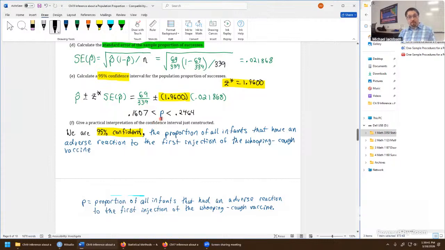We said what P is. Now we just say is between those two bounds. We already called it a proportion, so we'll leave it in this form, not as a percentage, and say is between 0.1607, meaning as low as 16% of all infants, and 0.2464, meaning as much as almost 25%, 1 in 4 of all infants, had an adverse reaction.